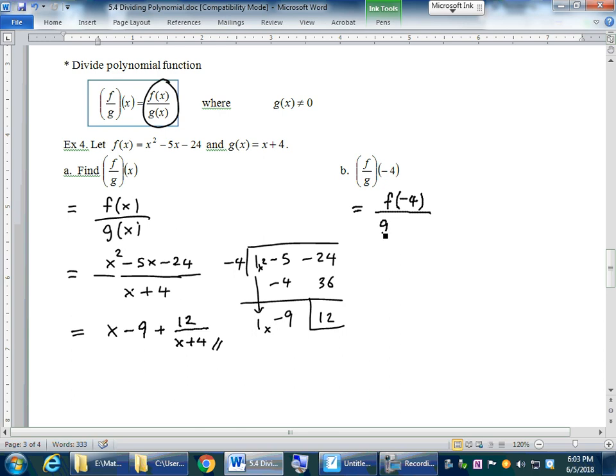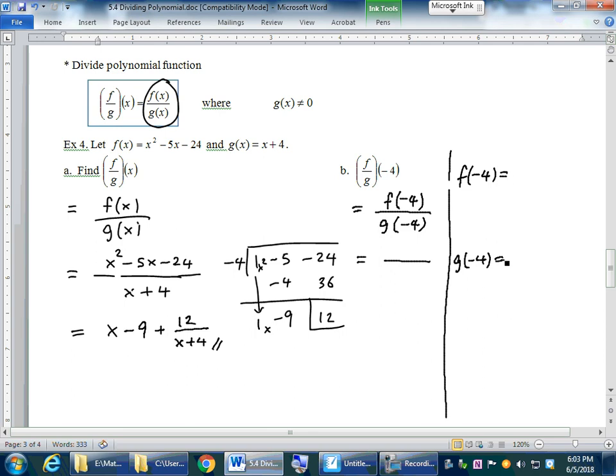Okay. Now, do the next example, which is f function evaluated at negative 4 divided by g function evaluated at negative 4. So in this case, we're going to have to evaluate f of negative 4, and g of negative 4.